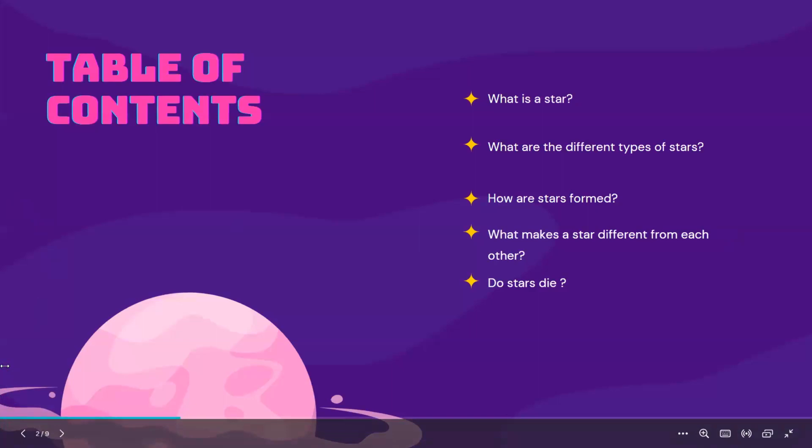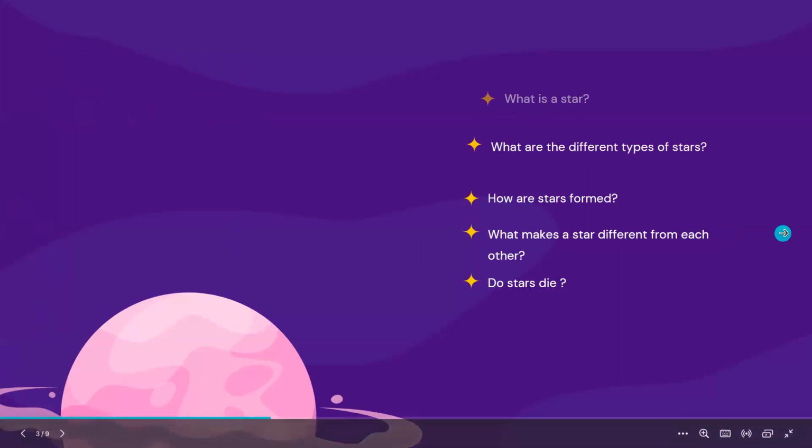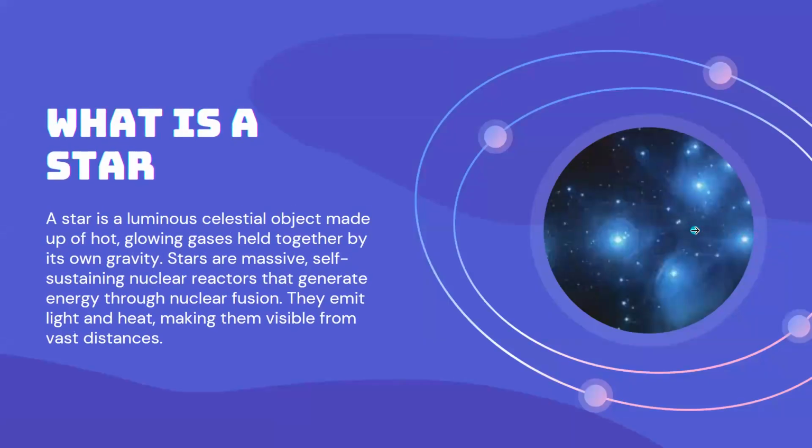So what we are going to be learning about stars today is: what is a star, what are the different types of stars, a few examples of different stars, how are stars formed, what makes a star different from each other, and do stars die? So let's begin. What is a star?